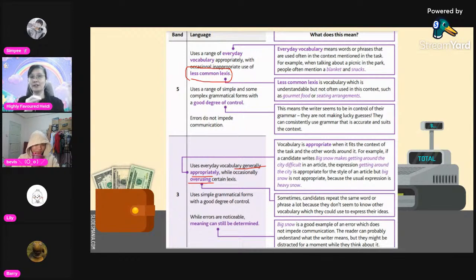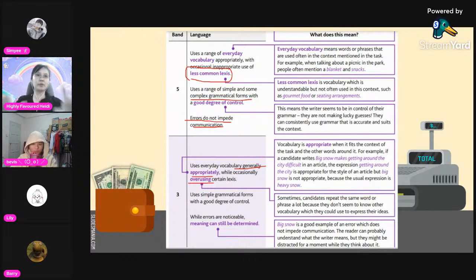Maybe a different degree. Then you have complex grammatical forms, like using the words if, which, meanwhile, or whereas. Don't worry, because as long as your errors do not impede communication, you're able to score 5. Students are not expected to have zero errors to score 5. Errors will still appear, but you will still be able to score 5 as long as your message gets through.